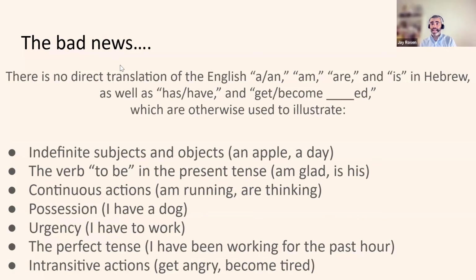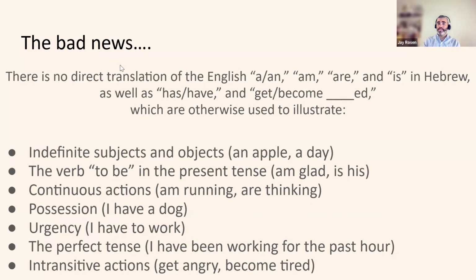You cannot say an apple and translate that into Hebrew as two individual words. It does not exist. Likewise, the words am, are, and is, which is the present tense of the verb to be, do not exist in Hebrew. Nor do the exact verbs has or have or had and get or become. Okay? These don't exist in the same way they exist in English. And here are all the different things that they illustrate. And again, if these are big words for you, look at the examples in the parentheses.